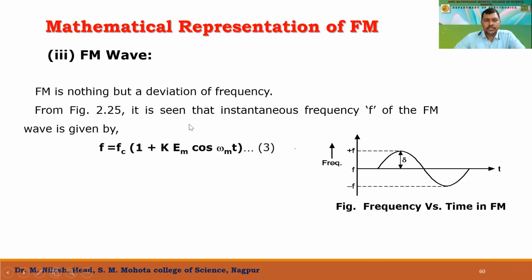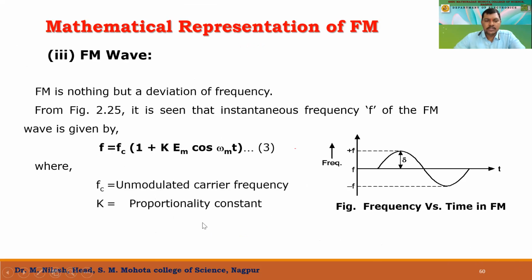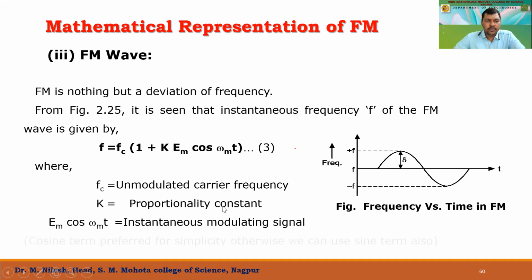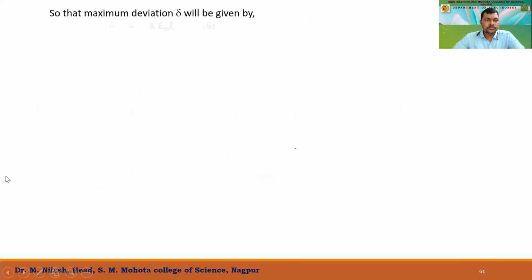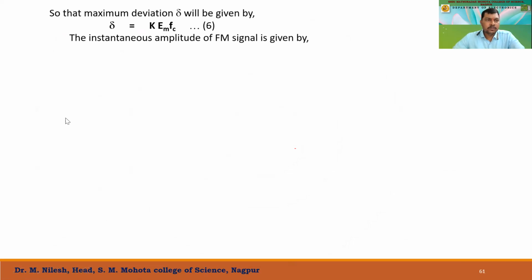So FM is nothing but deviation of frequency, and the formula can be given as the frequency modulation: f equal to fc times (1 plus k Em cos omega m t), where fc is the unmodulated carrier frequency, k is the proportionality constant, and Em cos omega m t is the instantaneous modulating signal, right? So this is the formula for frequency modulation, and cosine is preferred for simplicity. The maximum deviation delta will be given by delta is equal to k Em fc.